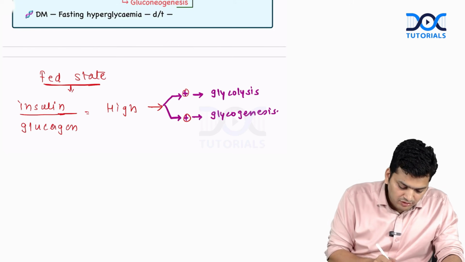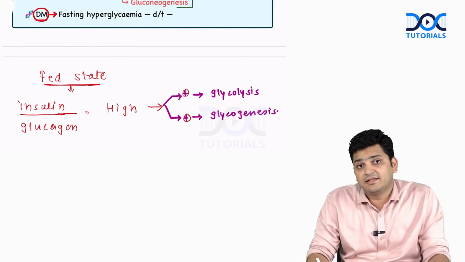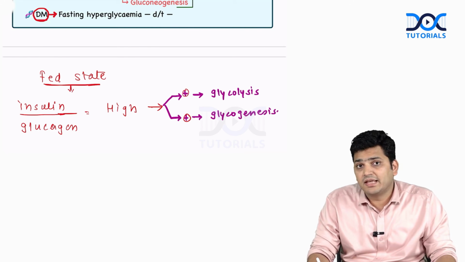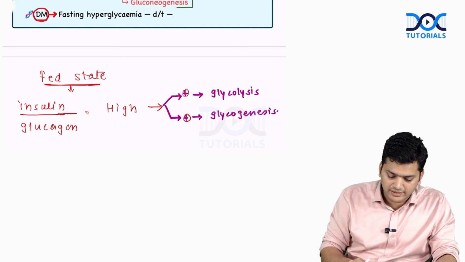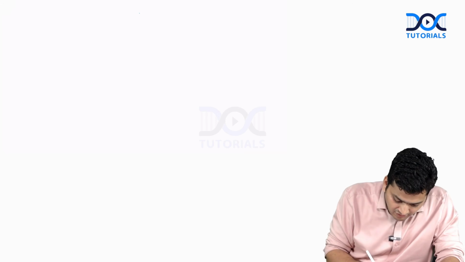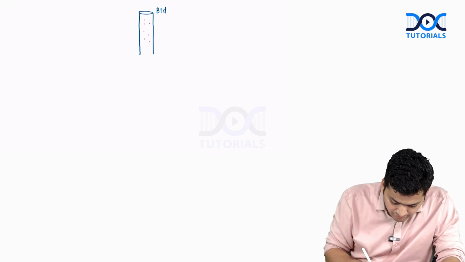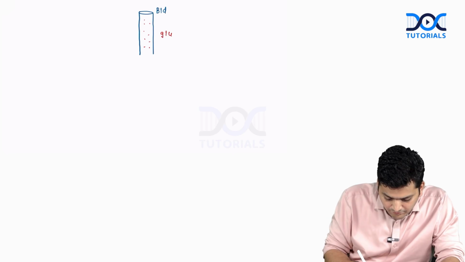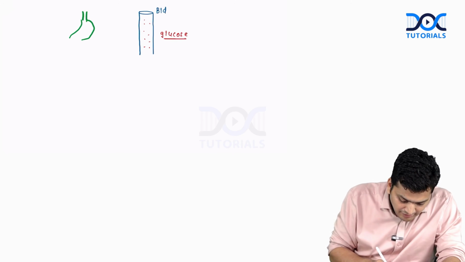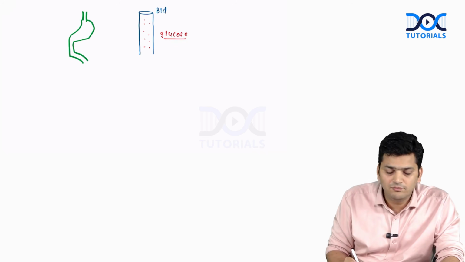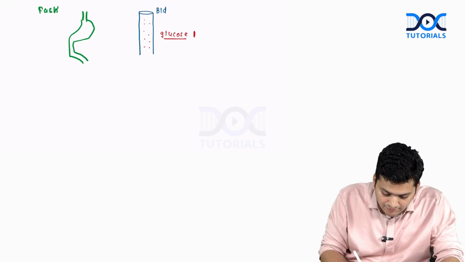Now coming to why there is fasting hyperglycemia in diabetes mellitus. Why is there more glucose in the fasting state in a diabetes patient? Let me elaborate the question more. What I am trying to make you understand is, here is the representation of the blood. In a patient of diabetes, there is more glucose in the blood, right? The glucose level is more. Now I am saying there is a patient of diabetes. He has not taken any meal for the last 24 hours. He is in the fasting state. But still when we check the glucose, his glucose is coming high.